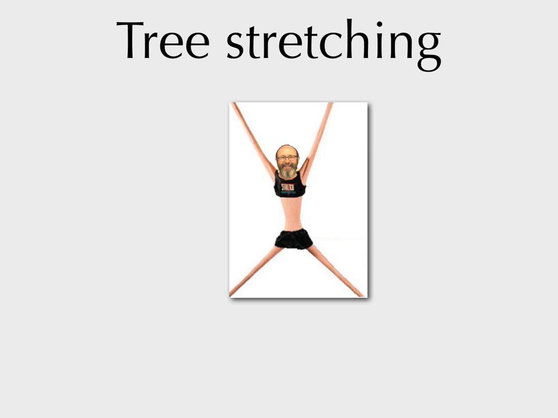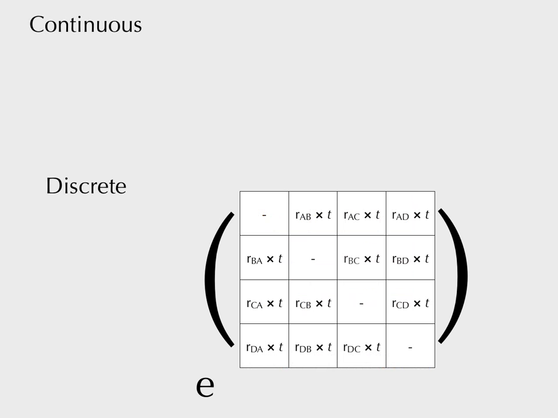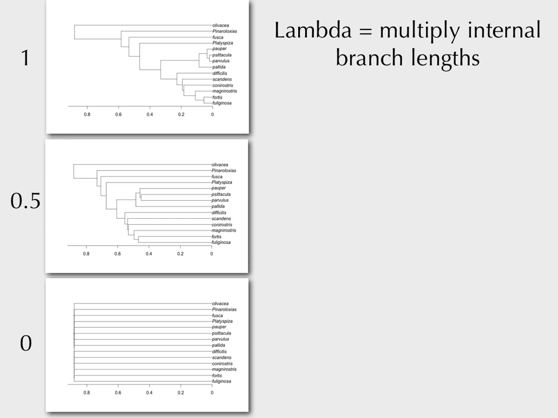So here's the aforementioned Felsenstein. I'm going to show you these stretch trees. All right. So we have this sort of model here, right? Where this covariance matrix is based on both the rate and also our branch rates. Okay. And we have also a discrete model that we talked about before, right? And there also branch lengths matter, right? So we do this raised to t, but that t is just the branch length. Okay. So all tree stretching is you take your tree, and then you mess with the branch lengths in some way, and calculate it again.